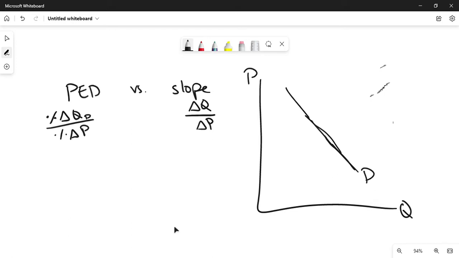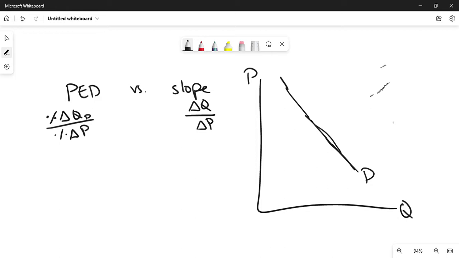Okay, so now I'm doing a little recording on the difference between price elasticity of demand and slope, because apparently that's a question that's confusing people. So first of all, slope is just the change in.